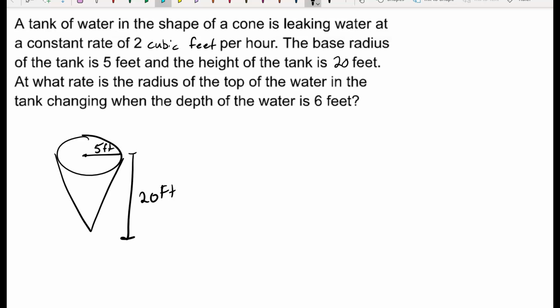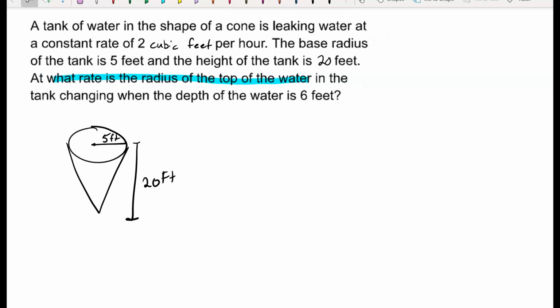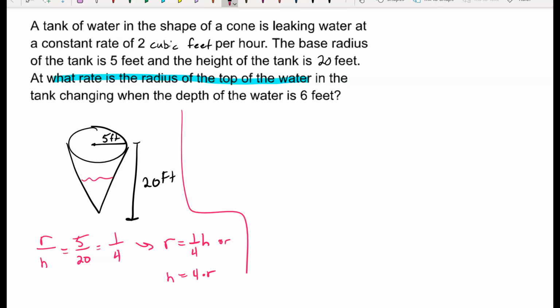And I want to know at what rate is the radius of the water changing when the depth is 6 feet. So let's break this down here. The first thing I notice is, if I'm talking about similar triangles, the ratio of the radius to the height will always be 5 to 20 or 1 to 4. So if I multiply both sides by h, I get the relationship that my radius is 1/4 my height, or that my height is 4 times my radius. I don't know which one I care about yet, but they're both equally useful.